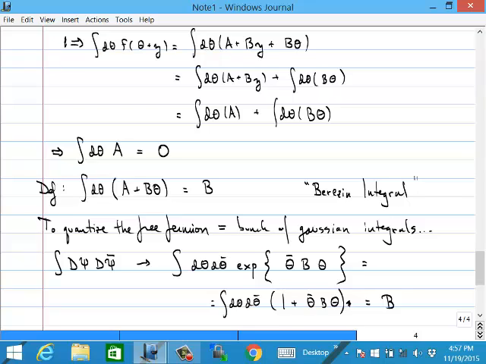So when we're integrating, maybe I should say this a little bit differently. View this as a function of theta bar. Then it's something independent of theta bar plus something linear in theta bar. You do the theta bar integral, and it picks off the thing that's linear in theta bar, which is b theta. And b theta is linear in theta. So you do that integral here, and you'll pick off the thing linear in theta, which is b. Okay.